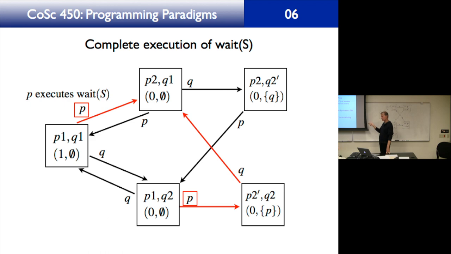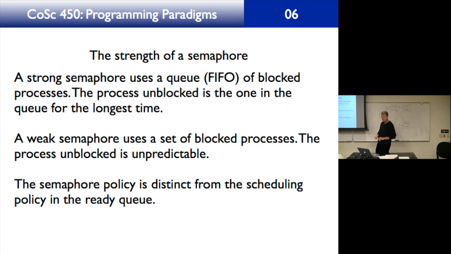We're going to do some reasoning. We're going to prove some theorems with these semaphores. And one of the things we're going to look at is this number, which represents how many wait statements have executed. But you've got to realize that when the process is blocked, the wait statement has not finished executing yet. So when we count how many times the wait has executed, we're going to have to remember that. Okay, so anyway, that seems like a mountain out of a molehill, but you'll see why that's important in the near future. Okay, so now one more thing, the strength of a semaphore.